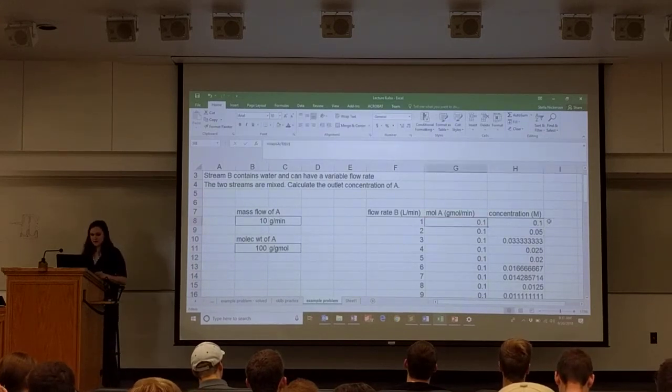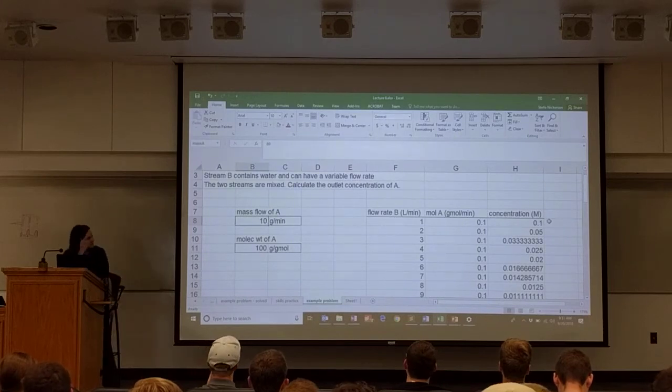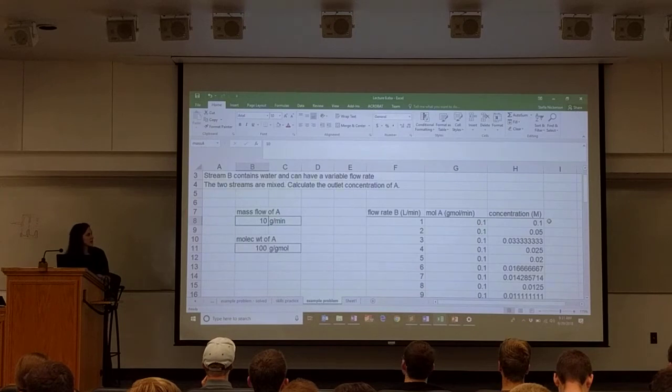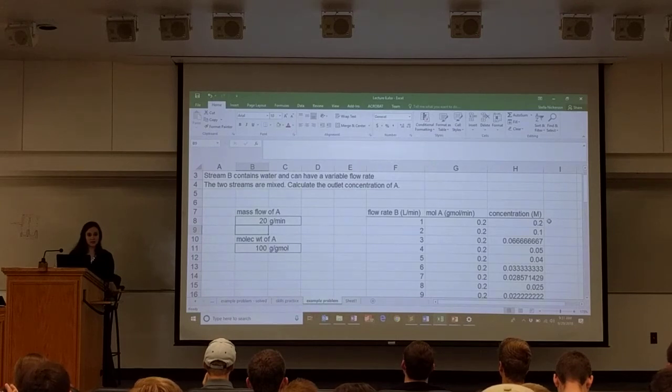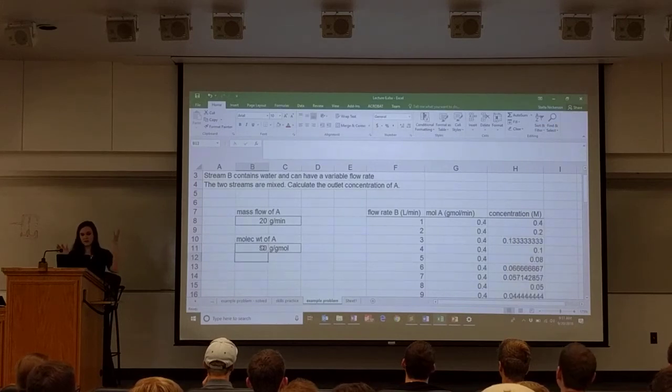Other things that are nice about spreadsheets. So let's say now I'm interested in knowing this for some other mass flow rate. All I have to do is change this, and I change everything. Or let's say A is just some different molecule now. Boom. So easy.